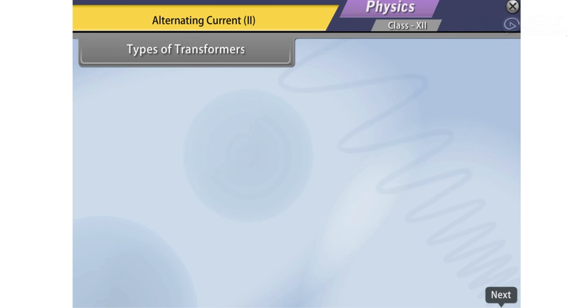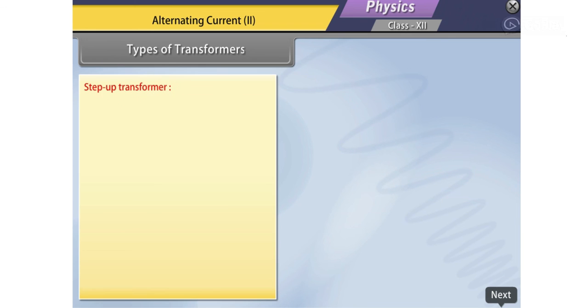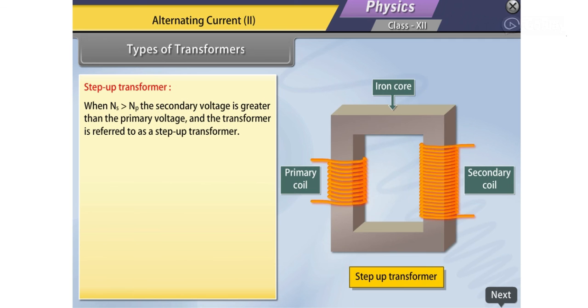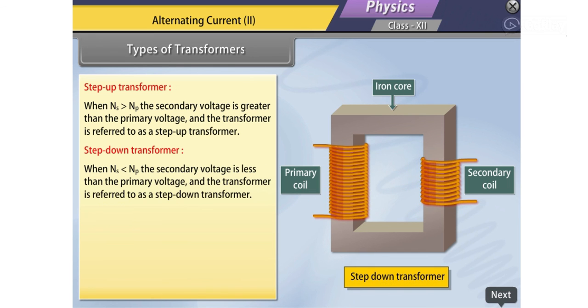Types of transformers. Transformers are of following two types. Step-up transformer. When the secondary voltage is greater than the primary voltage, the transformer is referred to as a step-up transformer. Step-down transformer. When the secondary voltage is less than the primary voltage, the transformer is referred to as a step-down transformer.